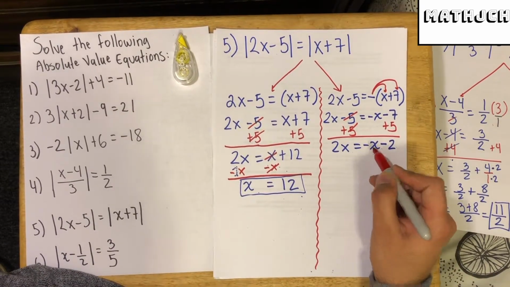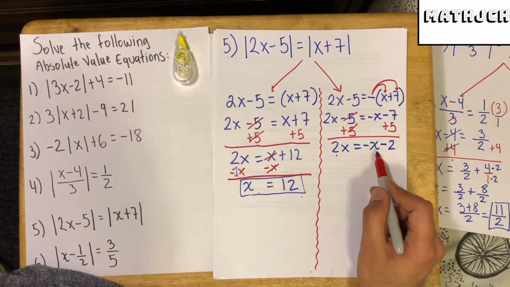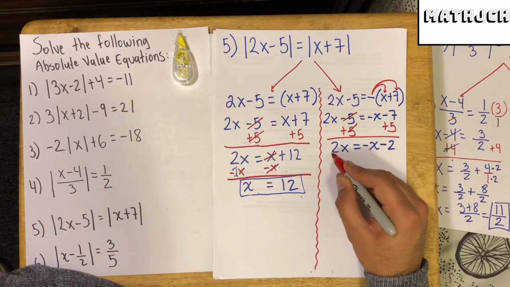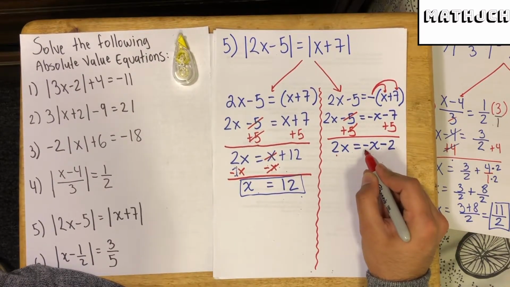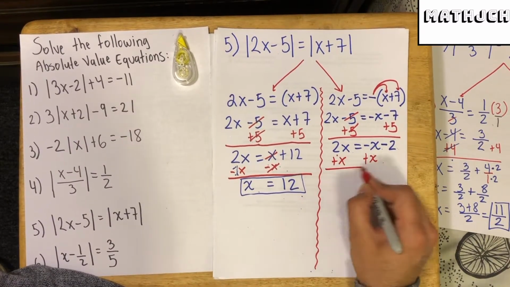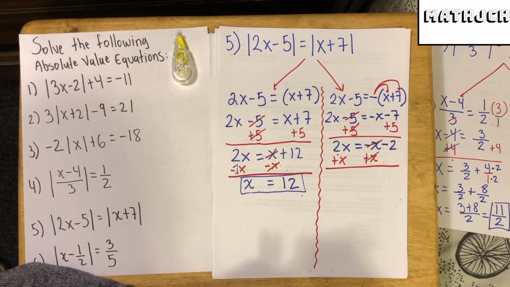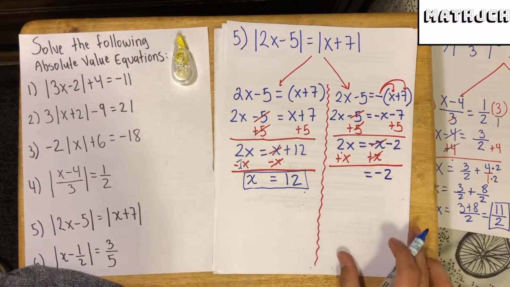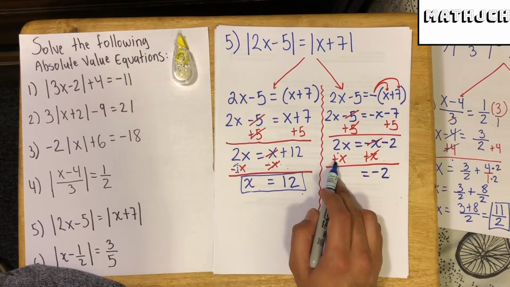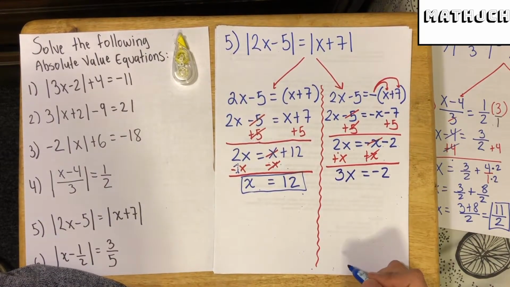Now, let's combine the x's. I have minus x here and 2x here. In order to combine them, they both need to be on the same side. So I could move the negative x to the other side. But in this case, we have negative x, so the opposite of minus x will be plus x on both sides. So negative x plus x cancels. And on the right side, I'm left with negative 2. And here, I have 2x plus x, or 2x plus 1x. That will give me 3x.